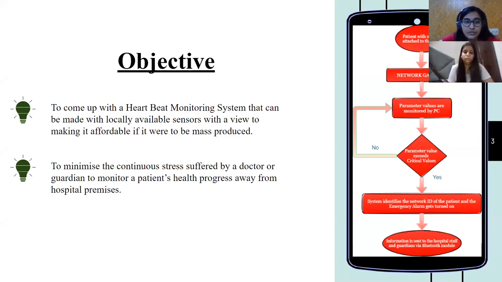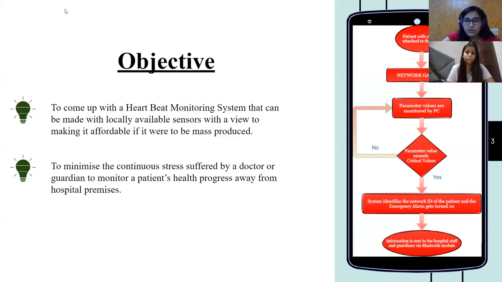So the main objective of our project is to come up with a heartbeat monitoring system that can be made with locally available sensors with a view to making it affordable if it were to be mass produced. Our other objective is to minimize the continuous stress that is suffered by the doctors or the hospital staff or the guardian of the patient to monitor the patient's health progress away from the hospital premises.